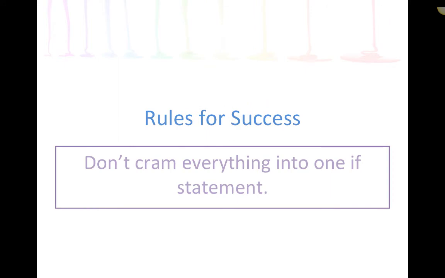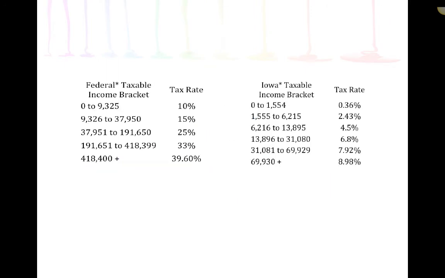Another good rule of thumb is to not cram everything into one if statement. If you take into consideration a federal tax bracket and an Iowa tax bracket, you'll see that the idea is the same in both of them. You want to take your income, figure out what your income range is, and then take your income times the tax rate. However, trying to combine both the federal and an Iowa tax bracket all within the same if statement is going to get out of hand. So instead, you would have an if statement where you determine your federal tax bracket, and then another if statement where you would determine your Iowa one.